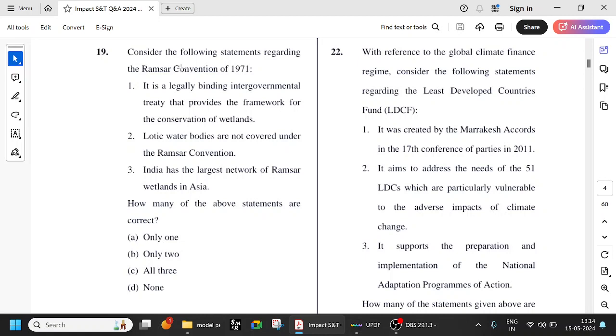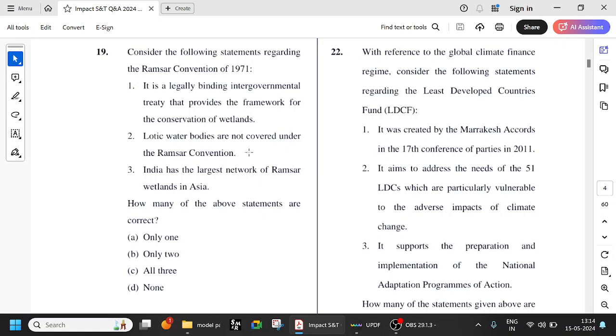Consider the following statements regarding the Ramsar Convention of 1971. It is a legally binding intergovernmental treaty, okay, legally binding, which is true, that provides framework for conservation of wetlands. Lotic water bodies are not covered under Ramsar Convention, which is wrong. Both lotic and lentic are covered. Lotic means where there is flow of water. Lentic is where it is stagnant.